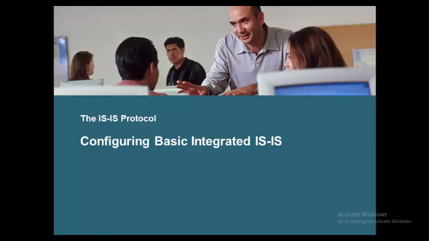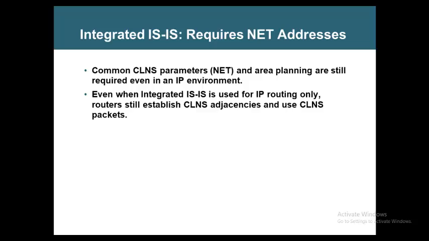Okay. Configuring basic integrated ISIS. We have already done a lab, so this chapter must be easy for you. Integrating ISIS requires a net address. In the previous chapters, we saw there is something called CLNS address or net address. All right. In the net address, what all do we see? We see area, we see system ID, we see end selector.